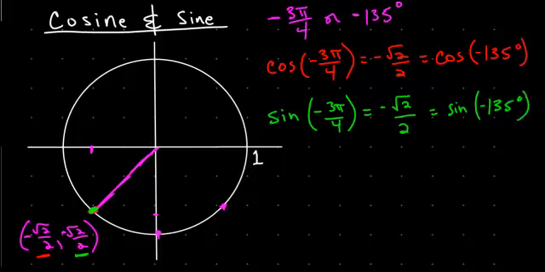Okay, so keep it simple. The sine and cosine are simply, you go to a point, so you go to some point here, the x coordinate is your cosine, the y coordinate is your sine. It is as simple as that. Okay?